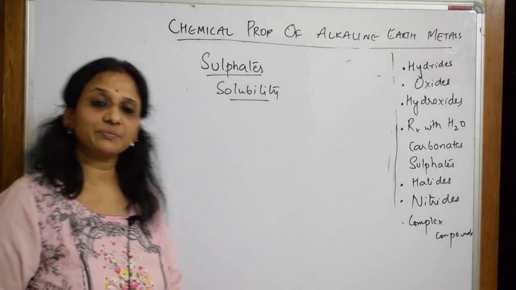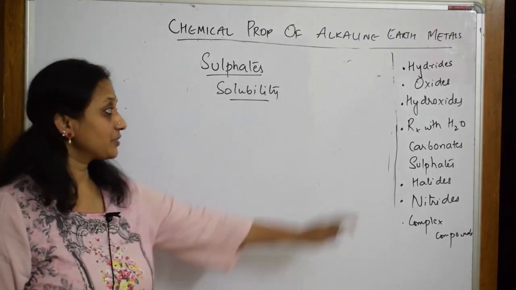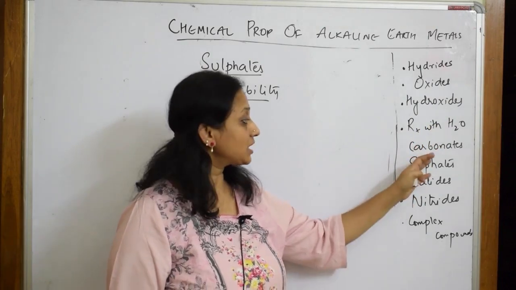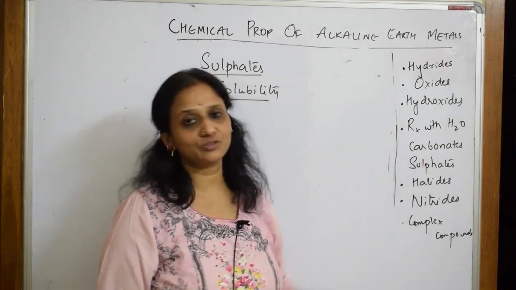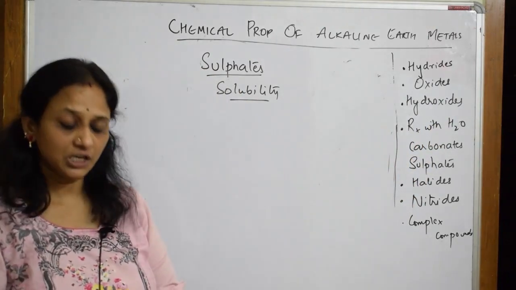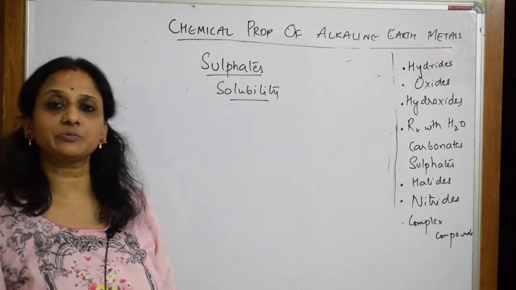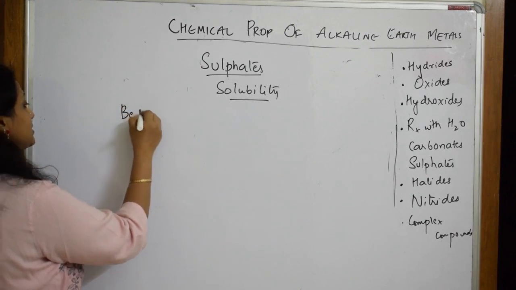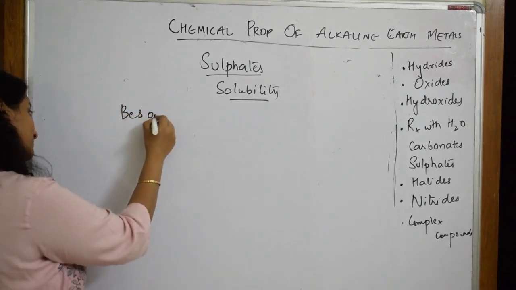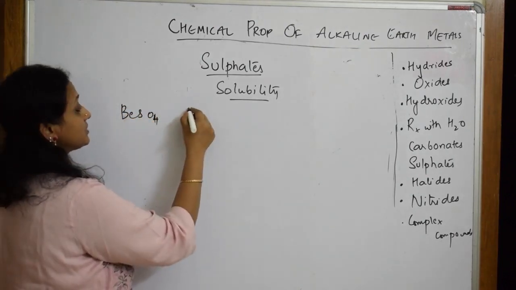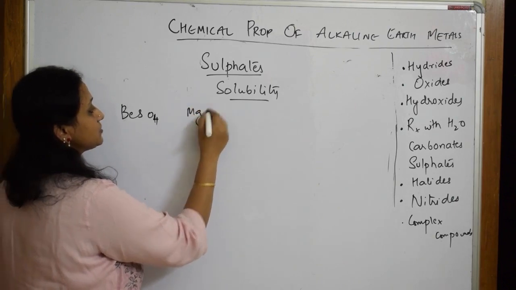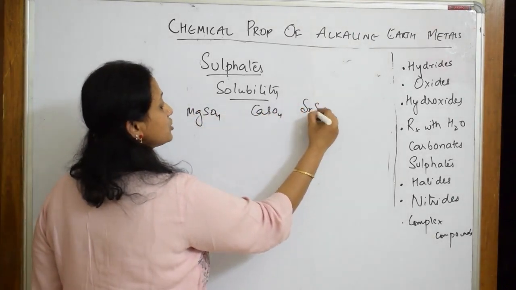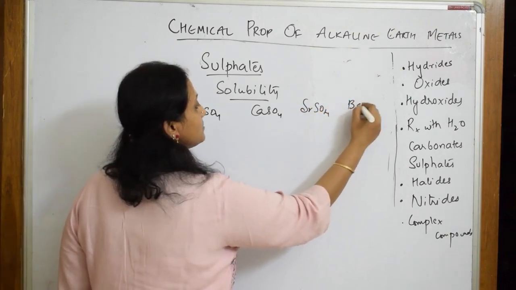Right. So let's come back and discuss the sulfates now. We have discussed hydrides, oxides, hydroxides, reaction with water, carbonates and sulfates. Now I need to discuss sulfates. What are the types of sulfates alkaline earth metals form? First, beryllium sulfate, then magnesium sulfate, then calcium sulfate, then strontium sulfate, then barium sulfate.